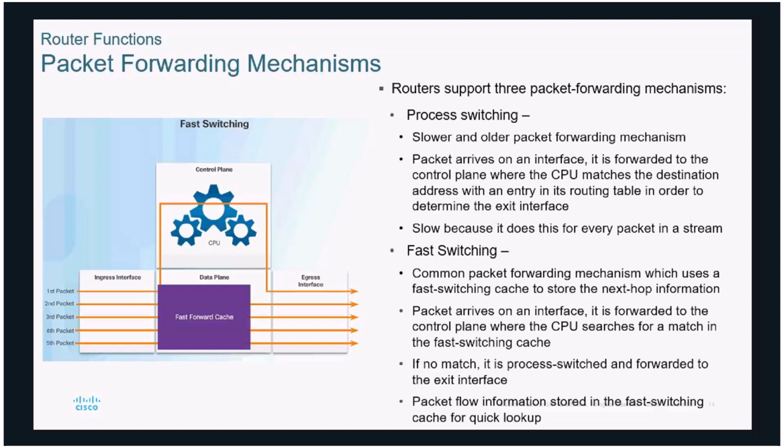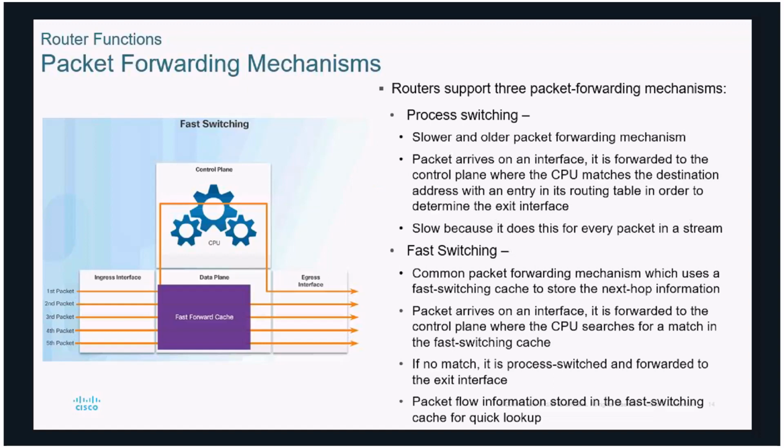Fast switching uses a cache. This idea of a cache on any machine is like a buffer storage where it puts stuff temporarily, like your browser has a cache. And this cache is storing the next hop information. So a packet is forwarded to the interface, and again it goes to the control plane.